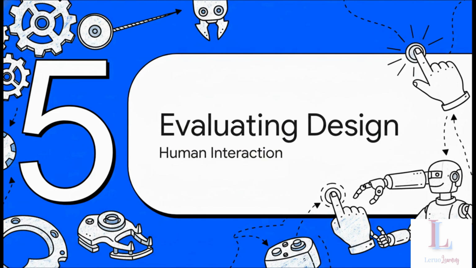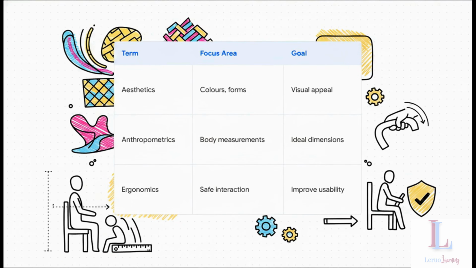And finally, Section 5, Evaluating Machine Design. Time to look at human interaction. Okay, I'm just going to say it. This table right here is pure gold for your exam prep. Seriously, take a screenshot of this immediately. These 3 design principles get confused by students all the time.